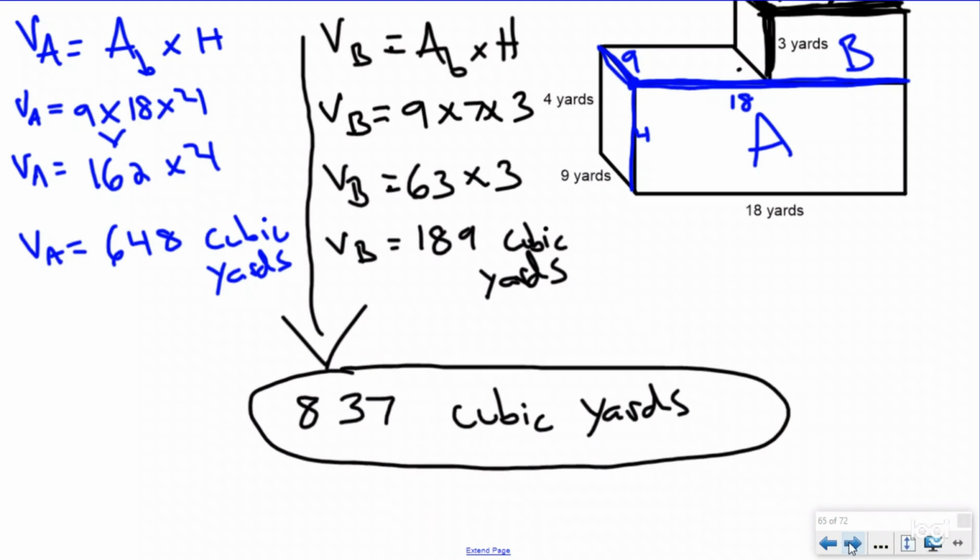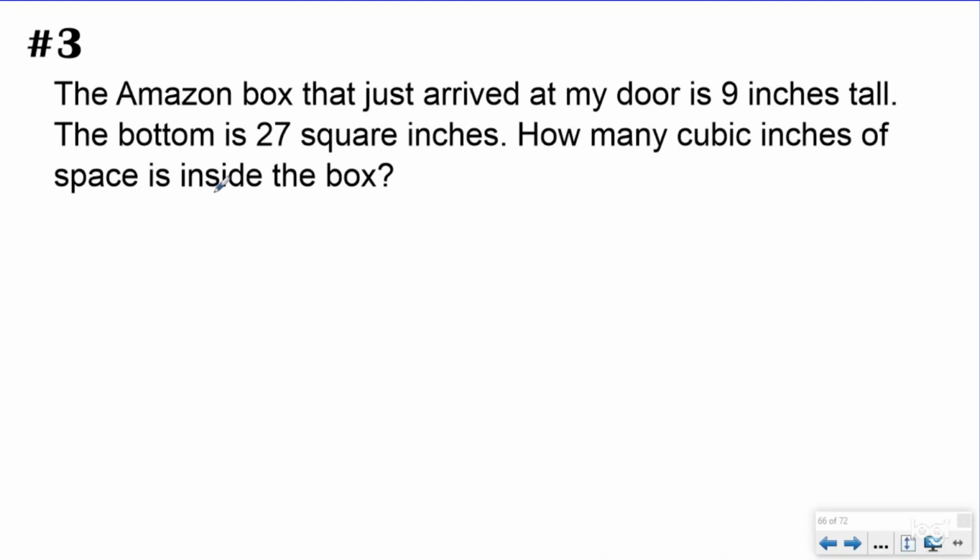Let's take it 1 rung up the ladder to question number 3. It says the Amazon box that just arrived at my door is 9 inches tall. The bottom is 27 square inches. How many cubic inches of space is inside the box?